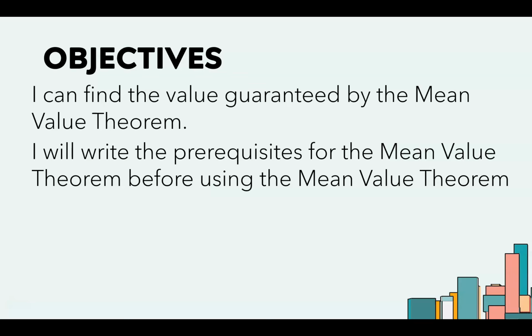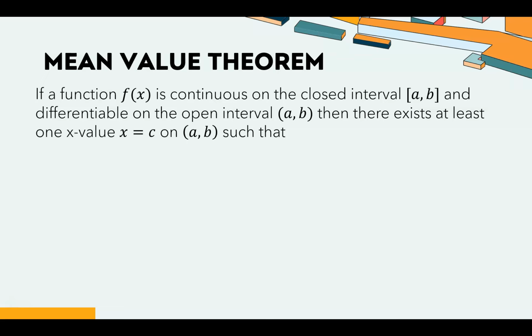So, in terms of definition, the way I'm going to say the mean value theorem: if a function f, could be g, h, whatever, is continuous on a closed interval a to b, and differentiable on that same open interval a to b, then there exists at least one x value, x equals c, on the open interval a to b, such that, well, let's figure out what this means.